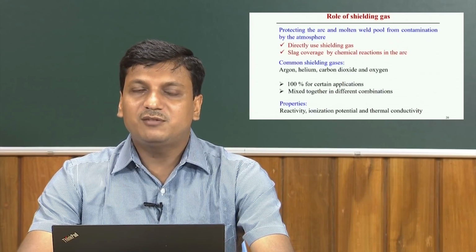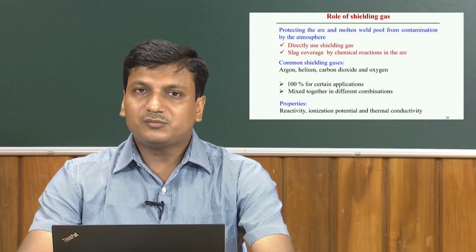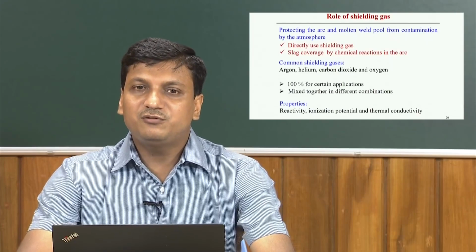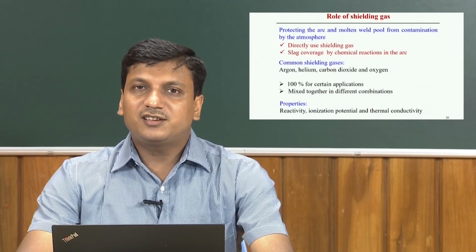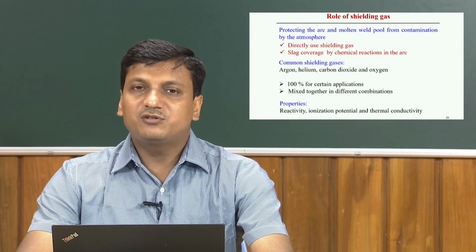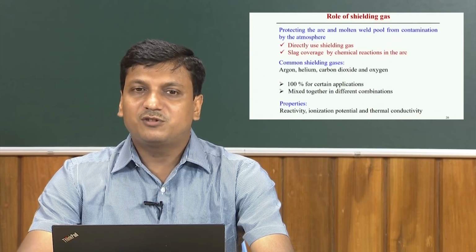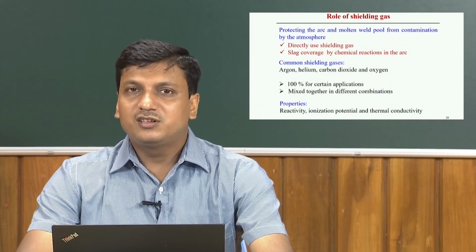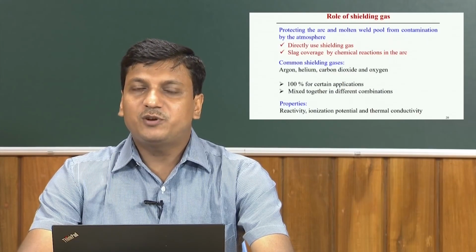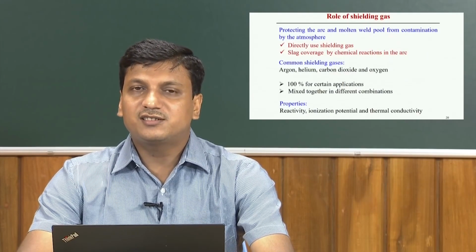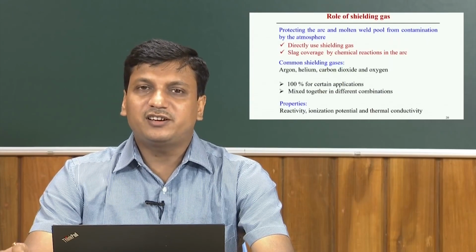That is why argon and helium are the typical shielding gases we use during the welding process. Either an individual shielding gas can be used alone, 100% of the shielding gas, for certain applications, or sometimes we use a mixture of two or more different shielding gases in different combinations to get certain advantages.